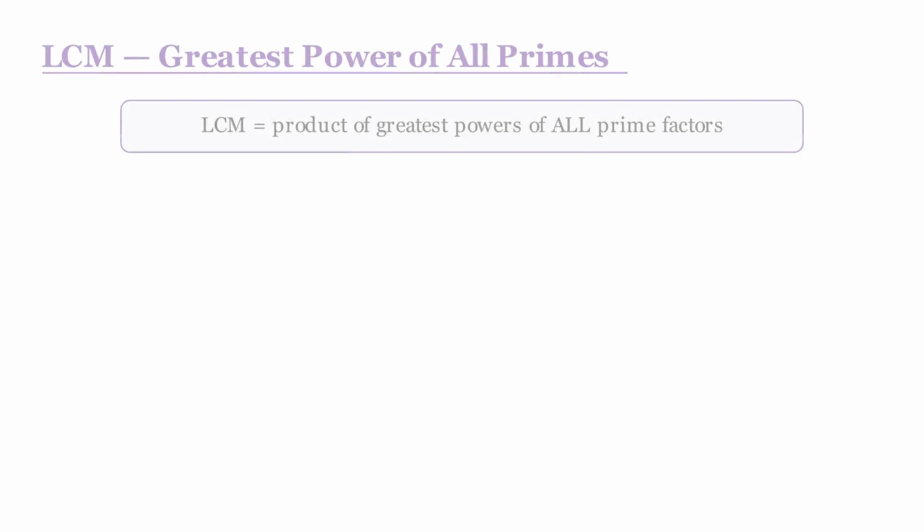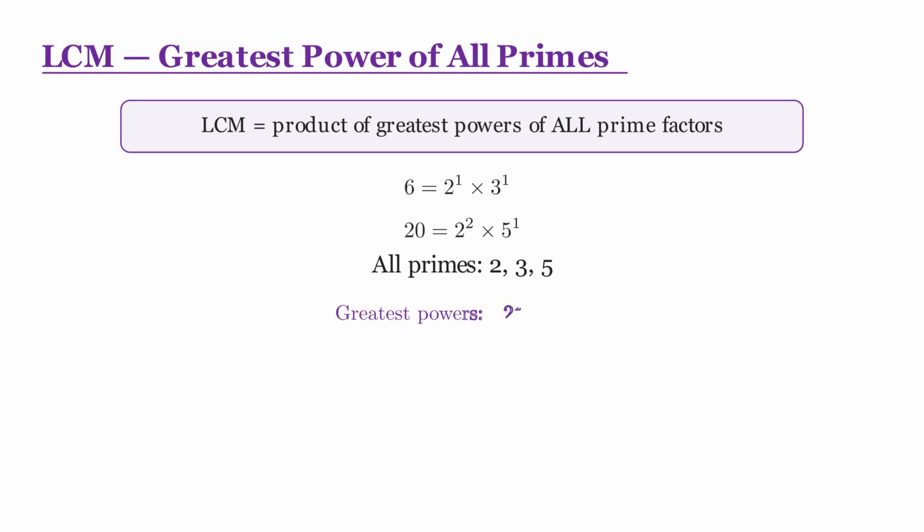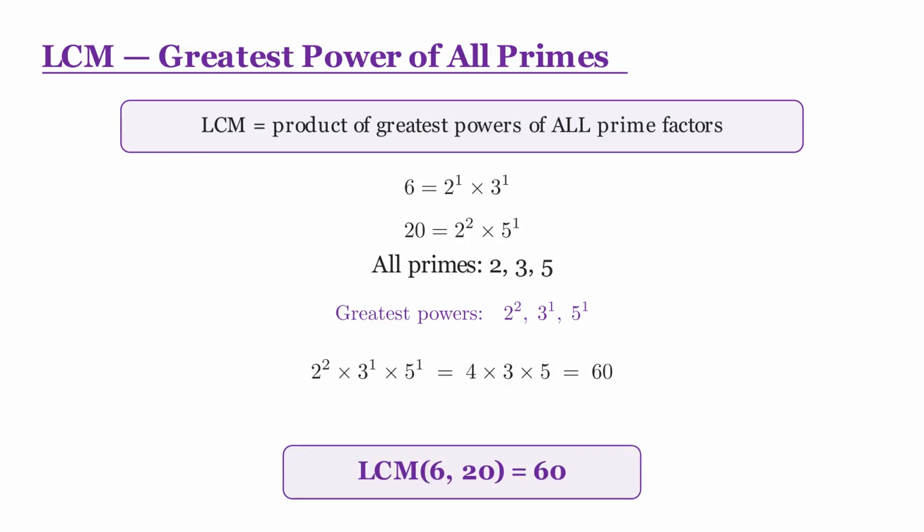For the LCM, we take the greatest power of every prime that appears in either number. Our factorizations use the primes 2, 3, and 5. The greatest powers are 2 squared, 3 to the 1, and 5 to the 1. Multiplying 4 times 3 times 5 equals 60. Therefore, LCM of 6 and 20 is 60.